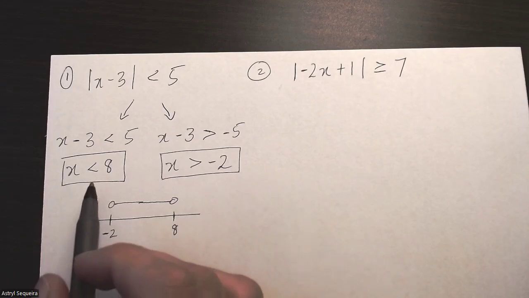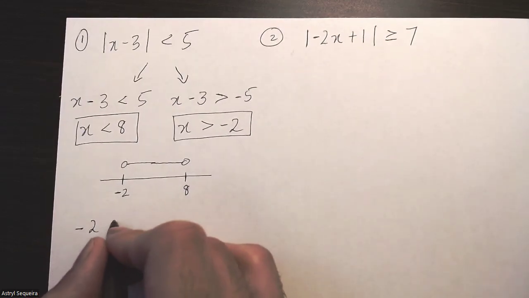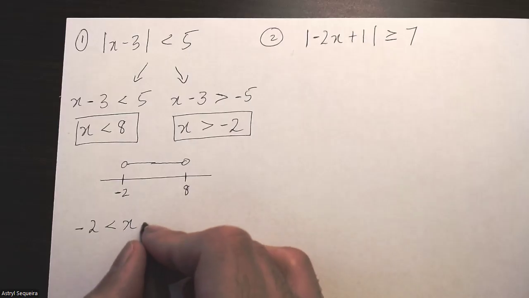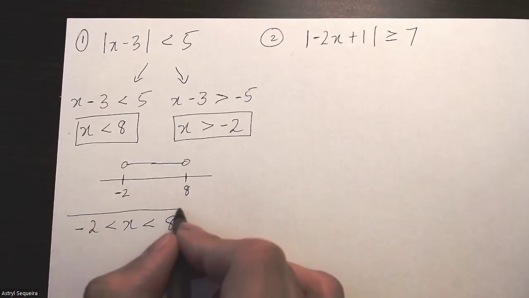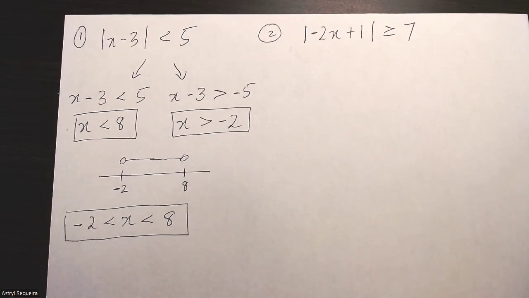So these two inequalities can actually be combined. So it can be written as -2 less than x less than 8. That would be the final solution to this first question over here.